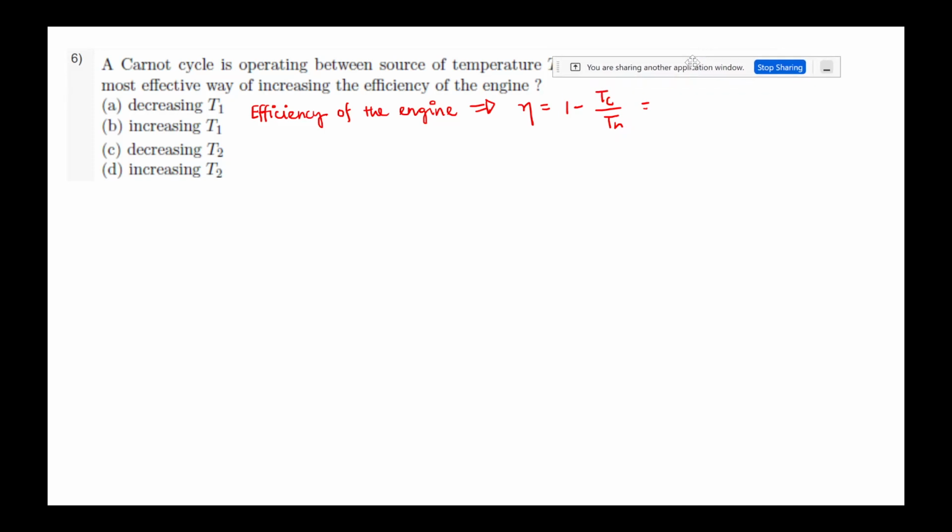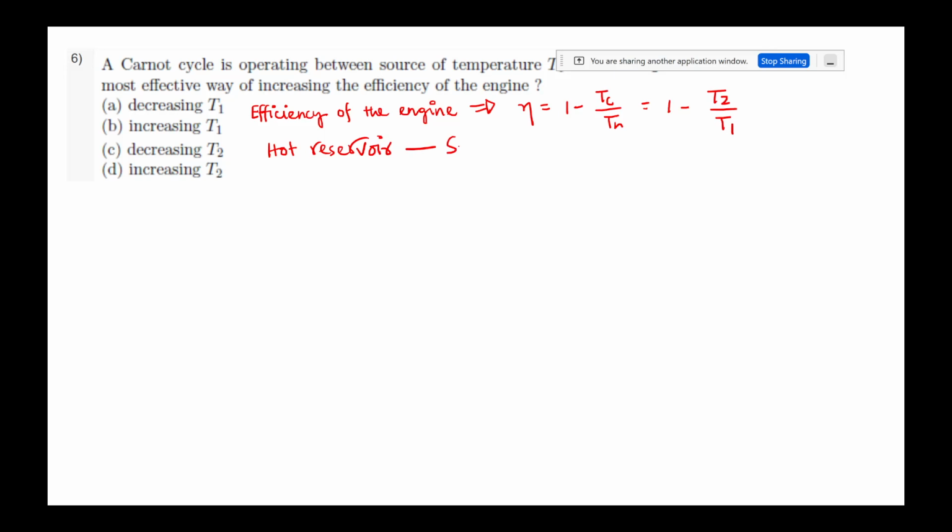Now this can be written as 1 minus T2 by T1. Now, the hot reservoir is called the source because it emits some heat, and the cold reservoir is the sink, which rejects heat. Okay.